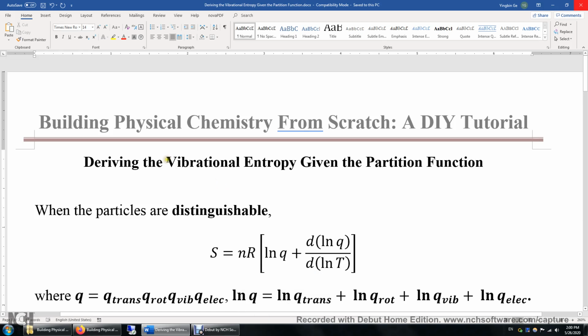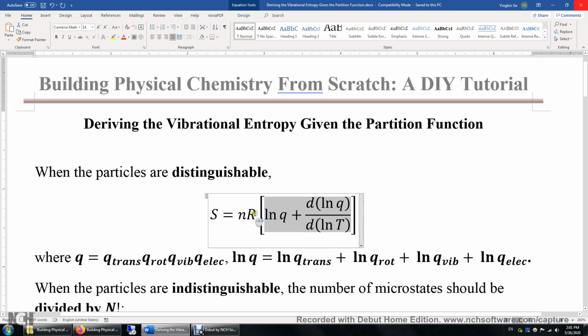In this video, I will derive the vibrational entropy given the vibrational partition function. When a system consists of distinguishable particles, its entropy is equal to nR times ln Q plus d ln Q over d ln T. n is the number of moles of the particles. R is the gas constant.